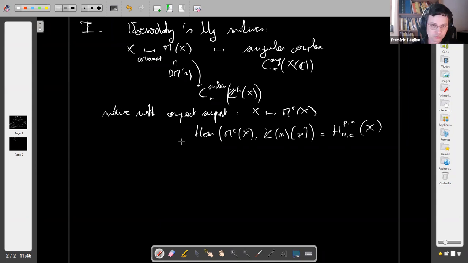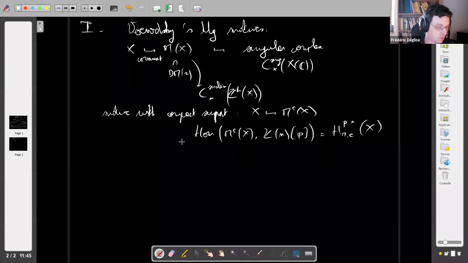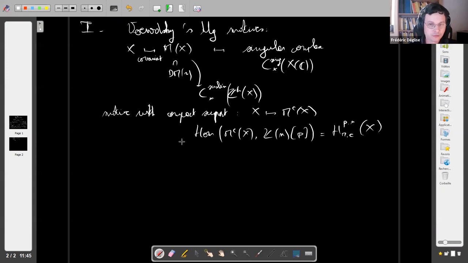And actually, it's closer to the singular chain complex with locally finite coefficients, as we'll see. Okay, so that's for the introduction.